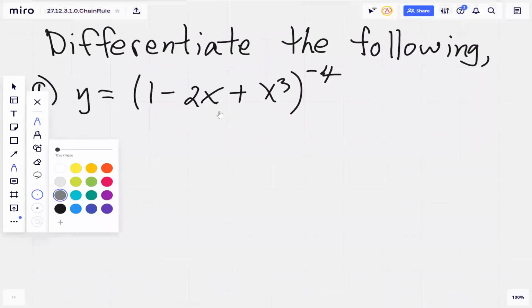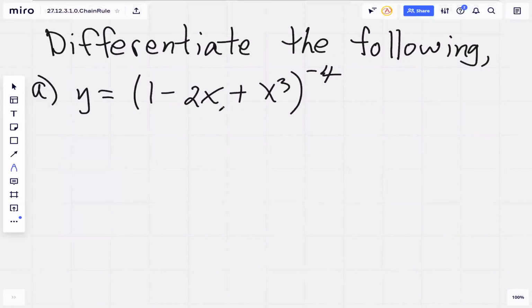So what function are we given? We're given y equals 1 minus 2x plus x cubed, all raised to the power negative 4. Okay. So with the chain rule, we have some function that is the composition of two other functions, and then we need to take the derivative of that function.